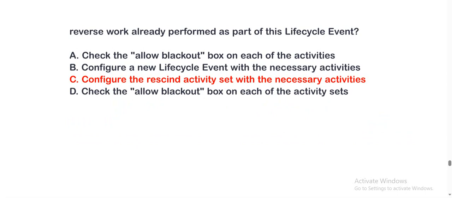And the options are: option A, check the allow blackout box on each of the activities. Option B, configure a new lifecycle event with the necessary activities. Option C, configure the recent activity set with the necessary activities. And option D, check the allow blackout box on each of the activity sets. And the correct option is option C.